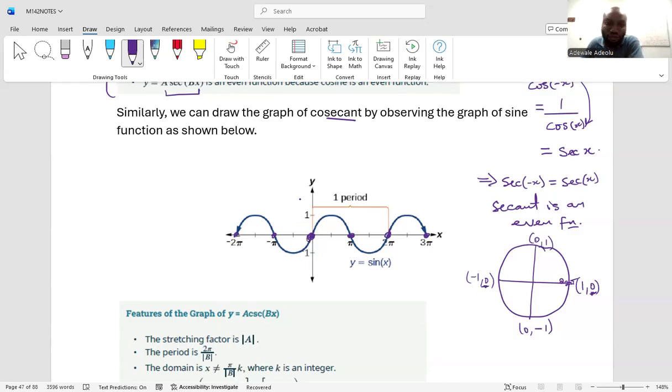And again, at those points, we have vertical asymptotes for cosecant. So the graph of cosecant has vertical asymptotes at those points. So we just do that, the same thing.